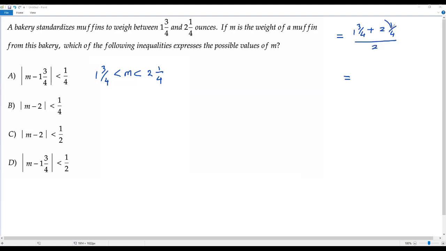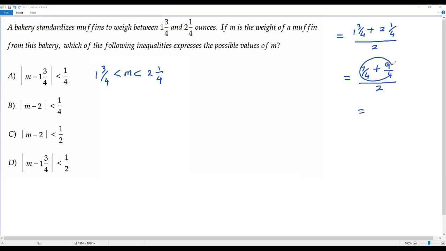So now to simplify this, we have to convert this mixed number to an improper fraction. For that we have to multiply 4 and 1. 4 times 1 is 4, 4 plus 3 is 7, that is 7/4. And here if I convert this to an improper fraction, I'll be getting 9/4 because 4 times 2 is 8, 8 plus 1 is 9. So 9/4, everything has to be divided by 2.